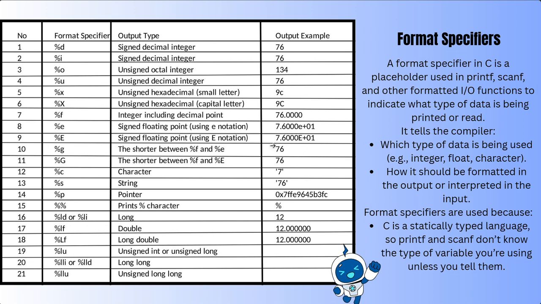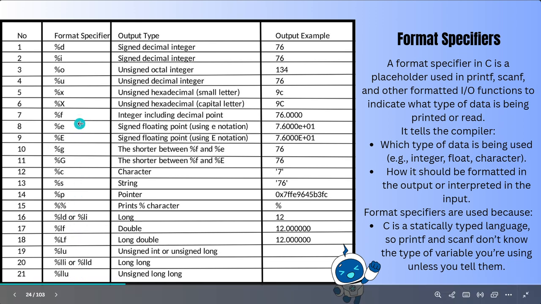So this is the chart which consists of almost all the format specifiers in the C language. But out of 21 format specifiers, only a few are used, and a few are important ones.